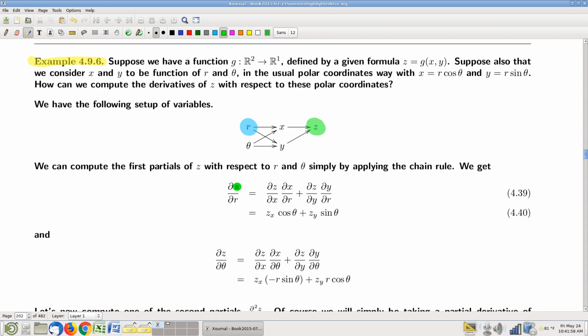So here's z, here's r. I have two different paths through which changes can propagate. Changes can propagate through x. Changes can propagate through y.